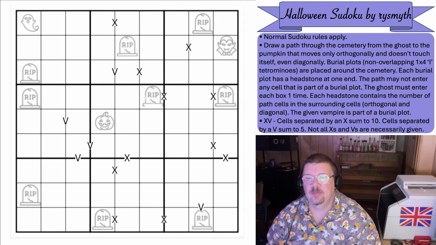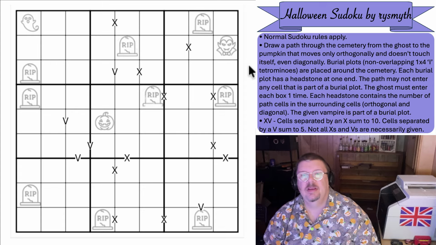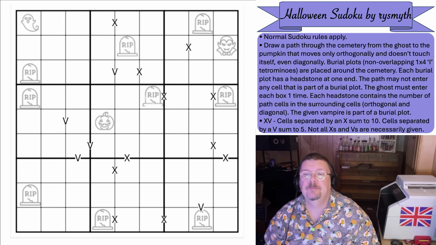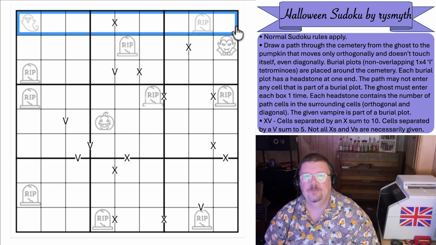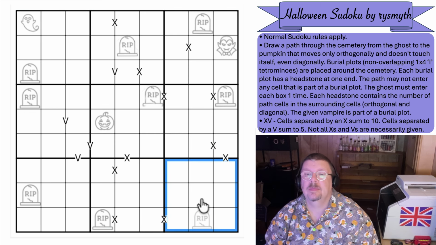Another Halloween puzzle, so I am wearing the appropriate shirt. And let us have a look at the rules. If you would like to try this yourself, it'll be the first link in the description. But the rules are, normal Sudoku rules apply. So we're going to place the digits 1 to 9 once each in every row, every column, and every box.